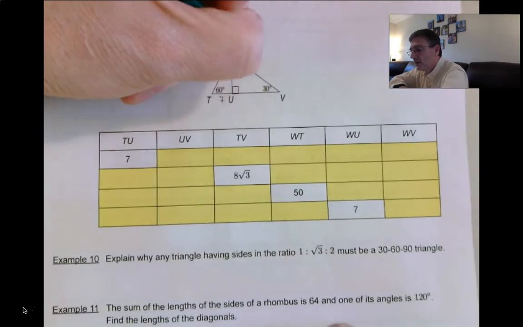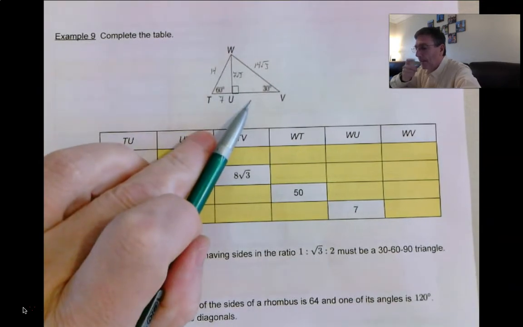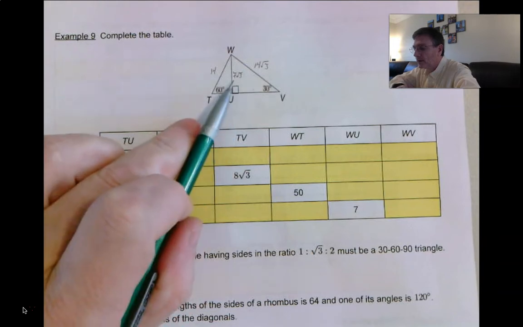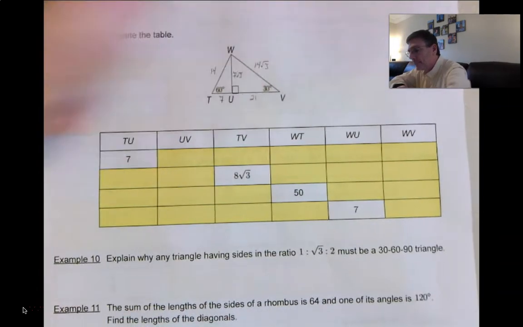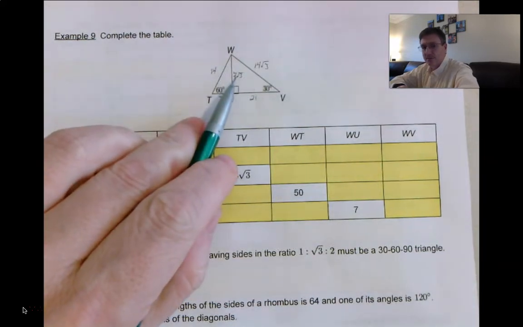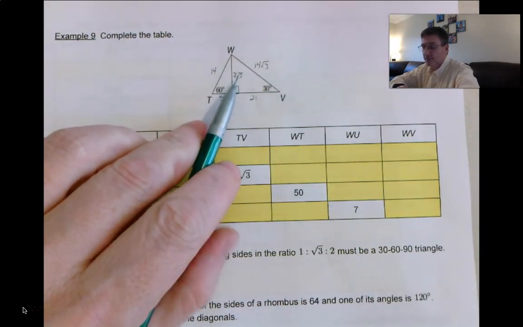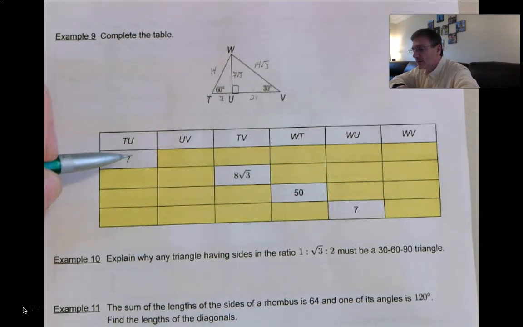14 square root 3. And UV is going to be 7 to 21. The 7 square root 3 times the square root 3. Square root 3 times square root 3 is 3, times 7 is 21. So now let's fill all these in.